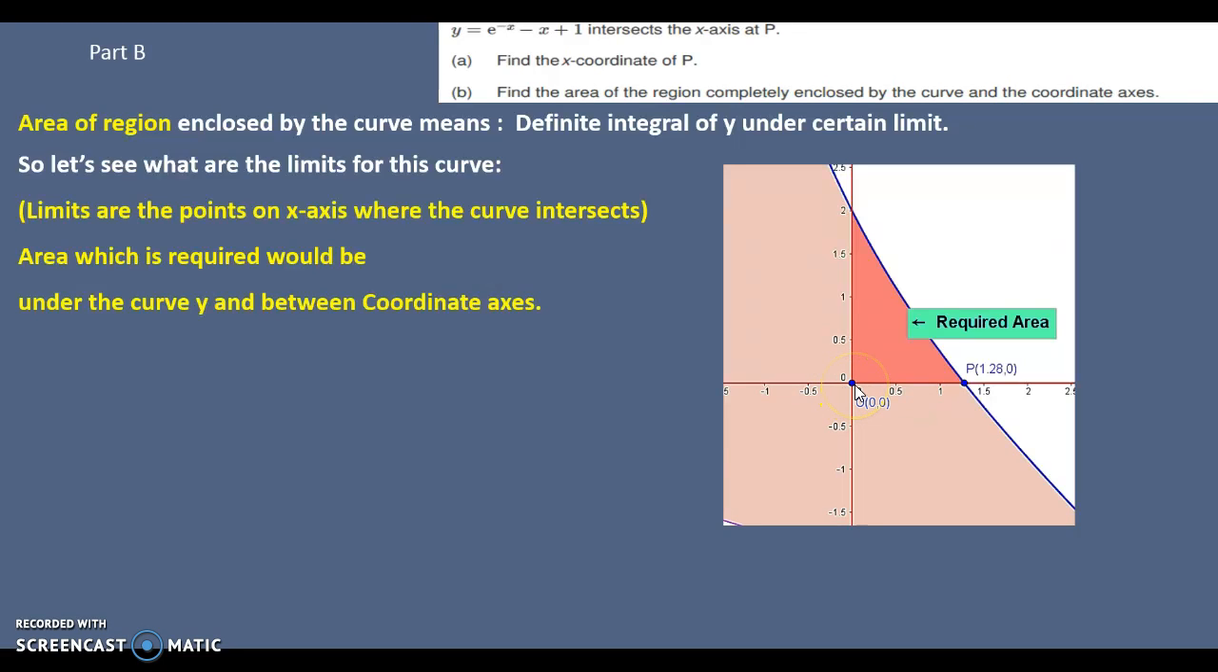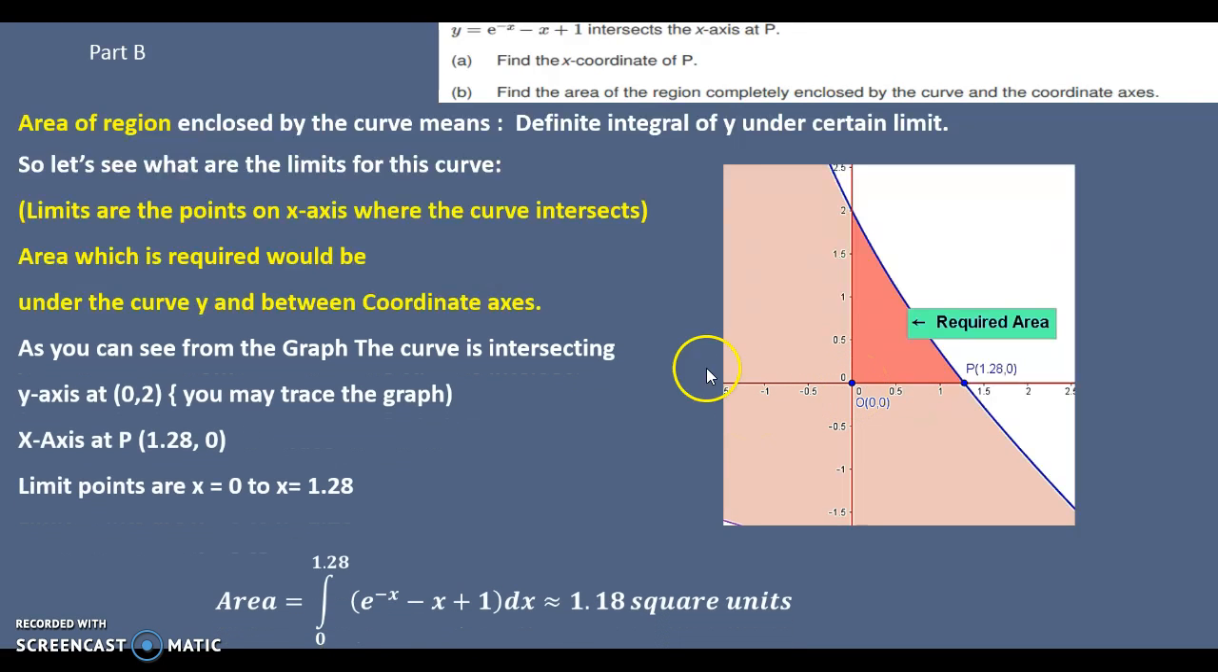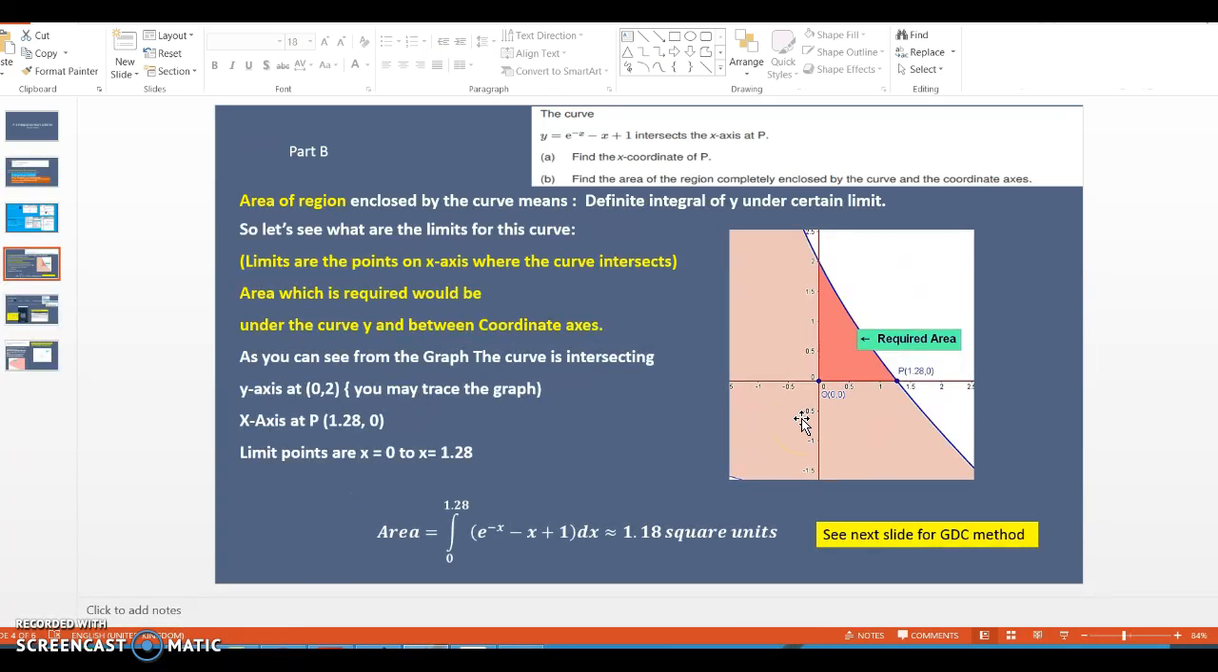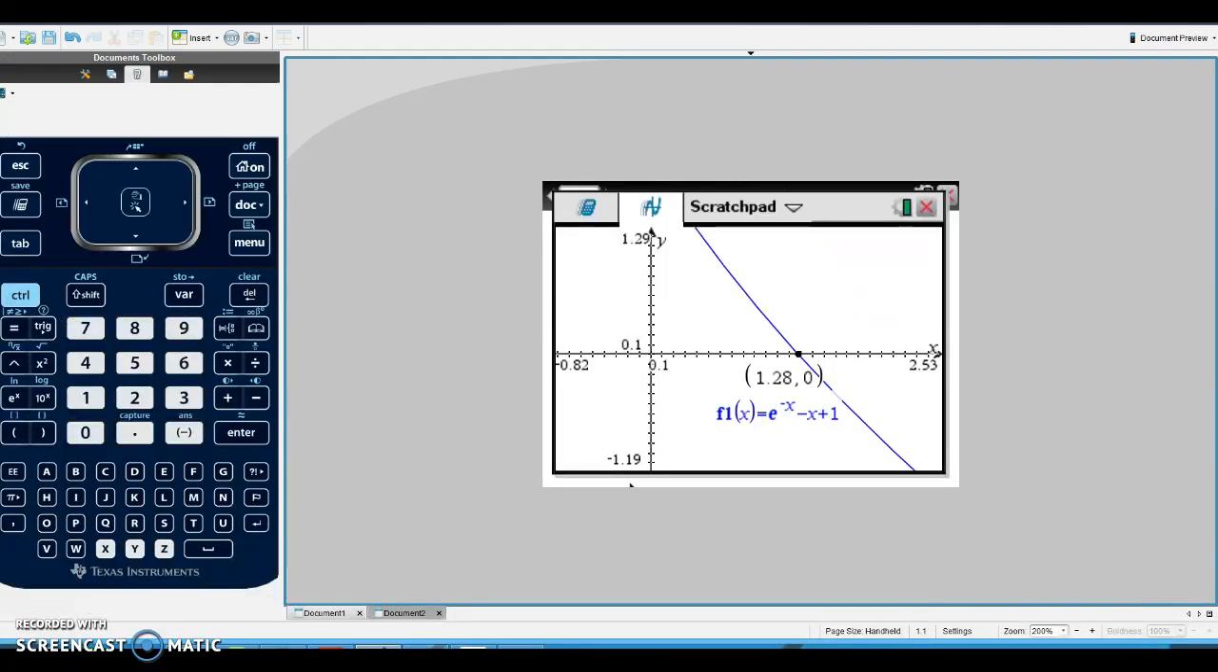So our limits would be very easy, you can see from the graph. So 0 and the point P. We have to find this red area, the required area. It's simple, even if it is not a calculator paper. You can work out from 0 to 1.28 the function with respect to x, and you will get your answer for the area. But it's a calculator paper, so let's go for the TI-Nspire.